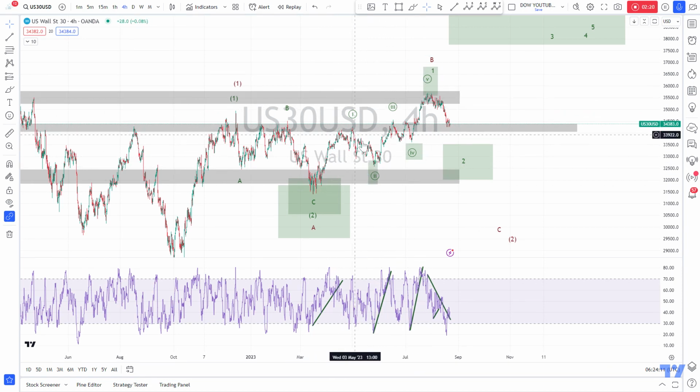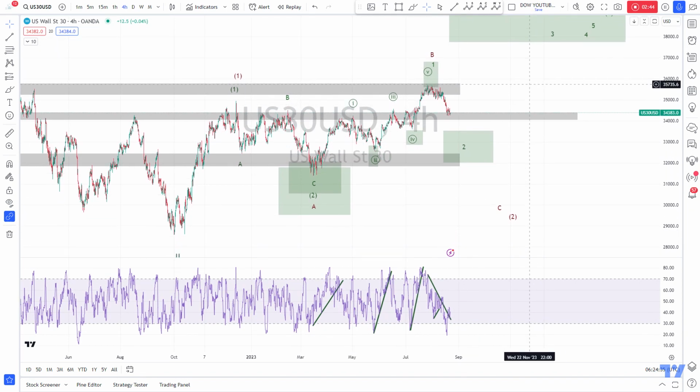If this is not a motive wave, so not an impulse, it's definitely not an impulse because it's a diagonal, because our wave 4 goes in the area of wave 1. Then this has to be corrective. If it is not a motive, it has to be a corrective. So therefore, the alternative scenario is that we had a wave B here, and that this here is something corrective.